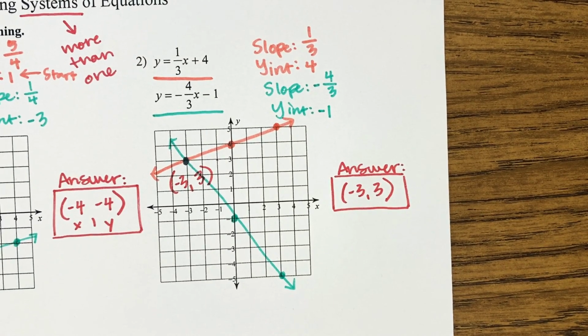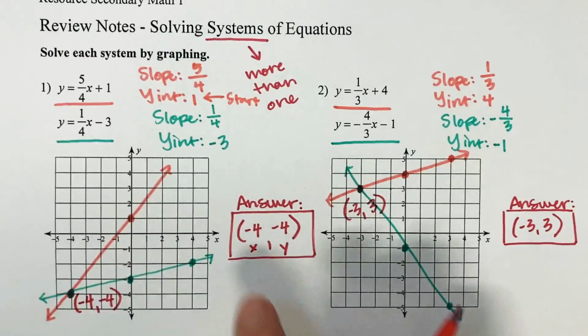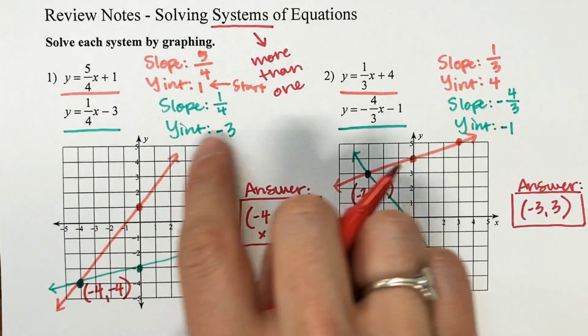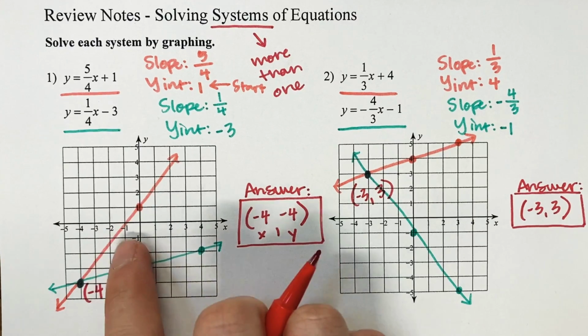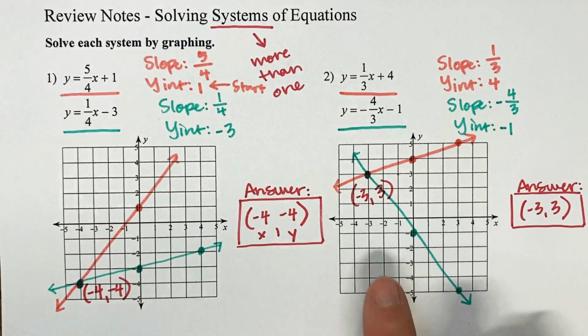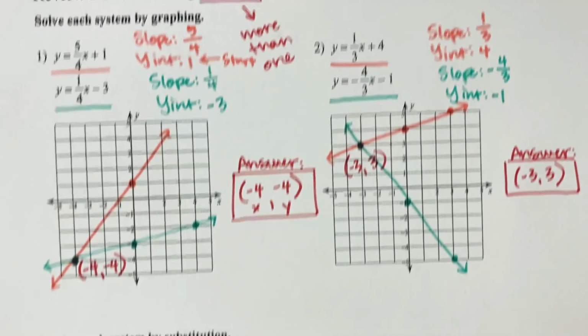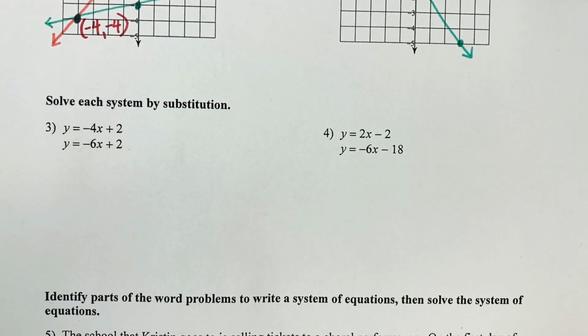Beautiful. Okay, so that was our first method of solving systems of equations, by graphing. Okay, graphing these two lines and finding where they intersect. Okay, so let's talk about our second way that we learned.